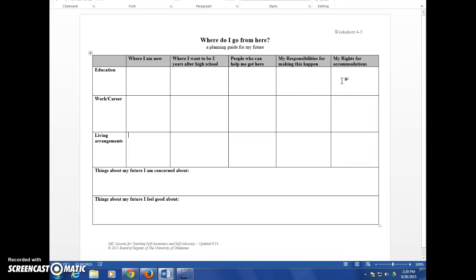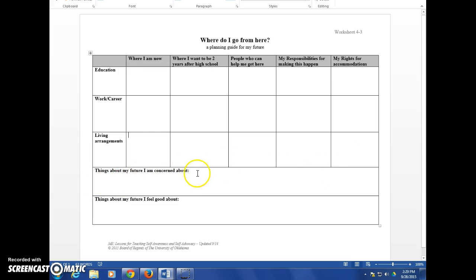And then over here, you're going to write your rights for accommodations. In education, you'll have another piece of paper that's going to show you what your rights are. As far as work and career, there's some other things that are going to be on that paper that will explain that better to you.